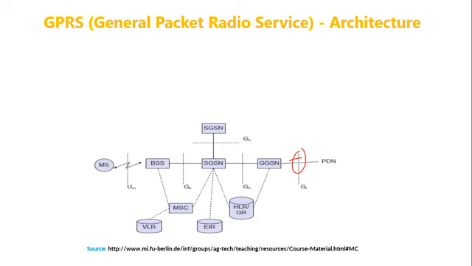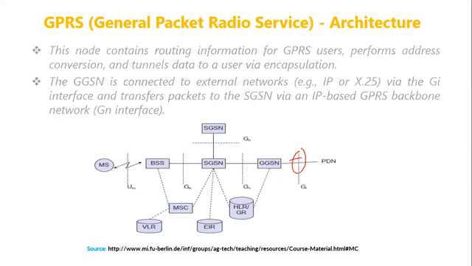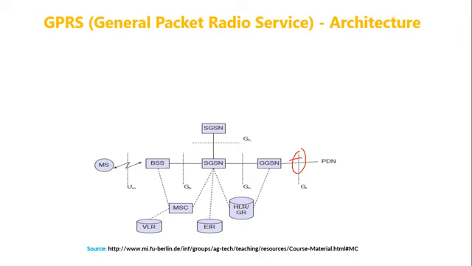The packet data is transmitted from a PDN, public data network, through the GGSN and the SGSN. There is another element called the SGSN, which stands for serving GPRS support node, which supports the MS via the Gb interface. Here we can see the SGSN. It is connected with the BSS via the Gb interface, and through the BSS it will be connected to the MS.